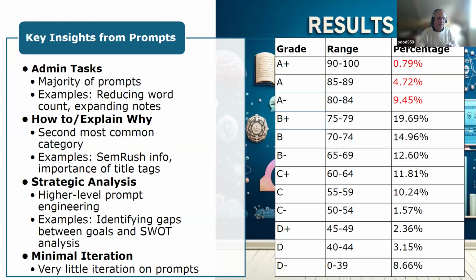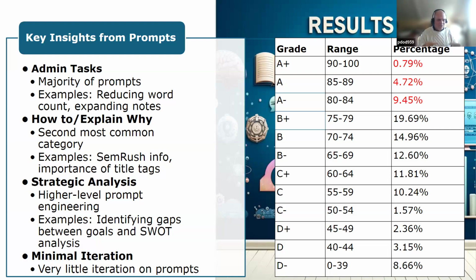I saw that the majority of the prompts were for admin tasks, which is, here's my set of notes, build it out into a paragraph. Or here's two paragraphs, reduce the word count by 20%. Those things are great for increasing productivity, but they don't require a lot of skill. So that's fair enough. You can do that, but there's no competitive advantage in being able to do those kinds of tasks.